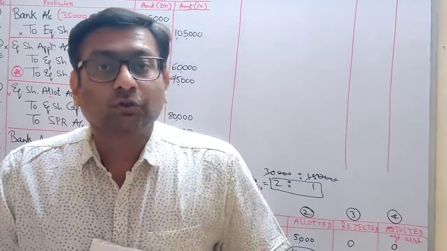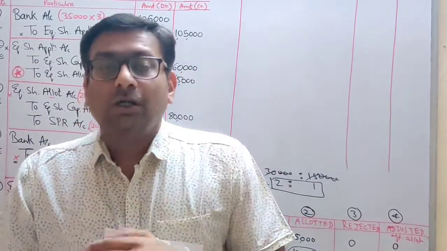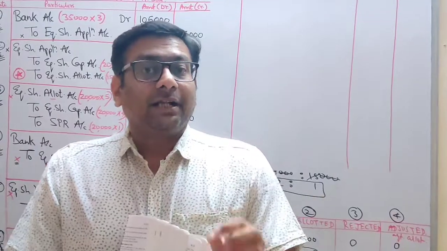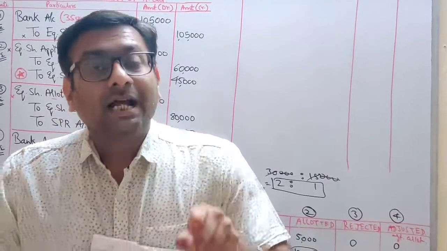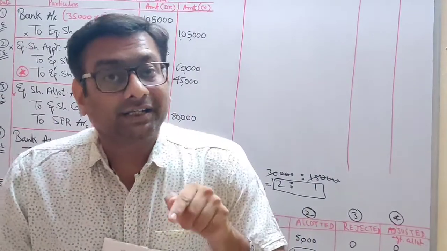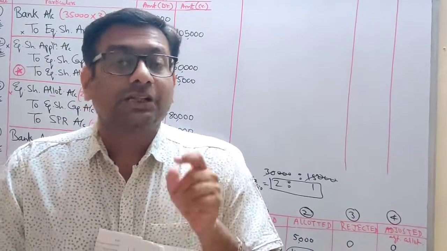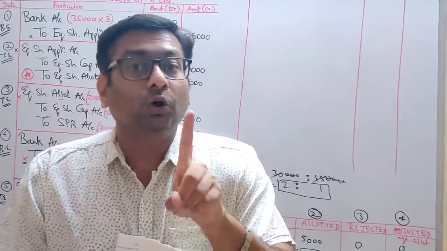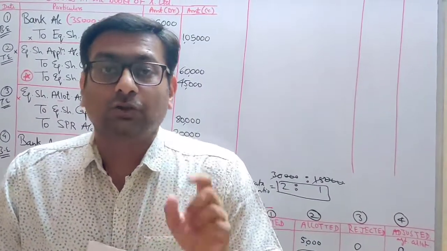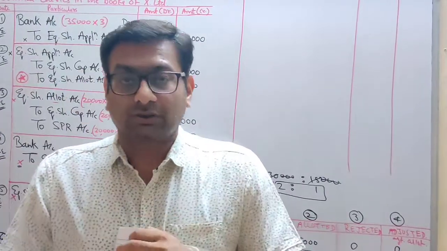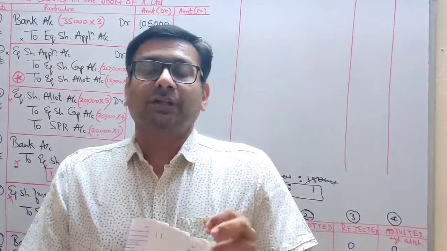Now, I am going to take in my next video a sum where pro rata is given and also there is an arrear at the time of allotment. So you will have to do one more extra working note called personal working note. So this I am going to teach you in the next video.